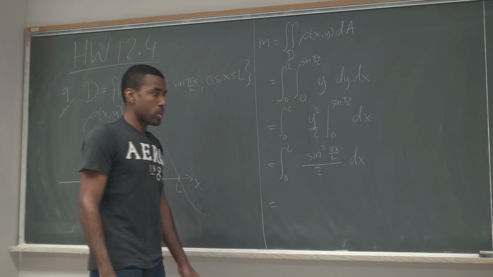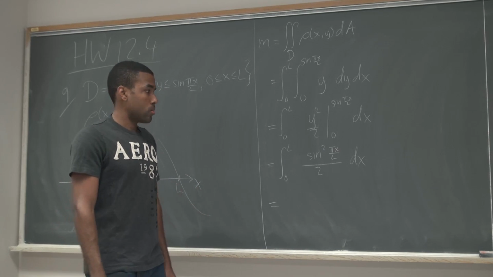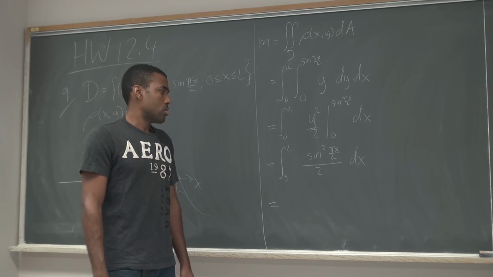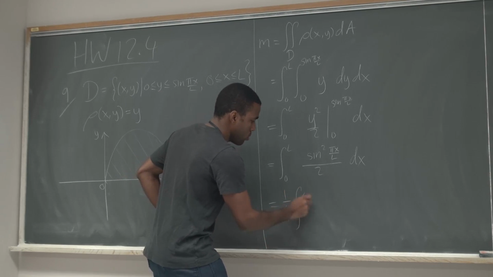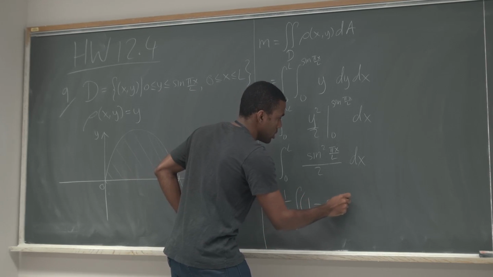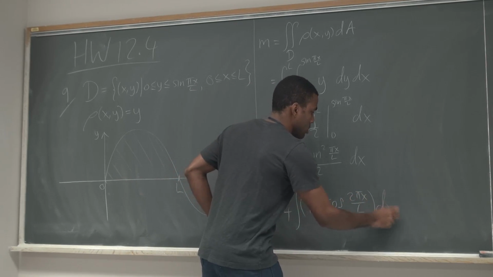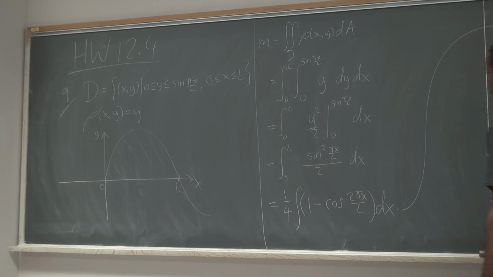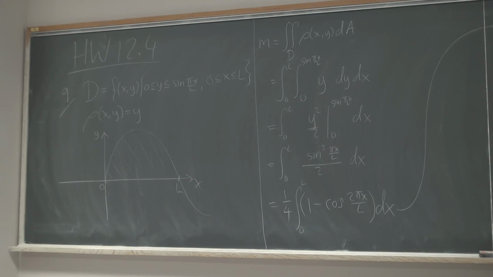How do you integrate sine squared? You substitute. Right, do a trig identity, not a substitution. So this is 1/4 of 1 minus cosine 2 pi x over L. Okay, so what's this going to be?